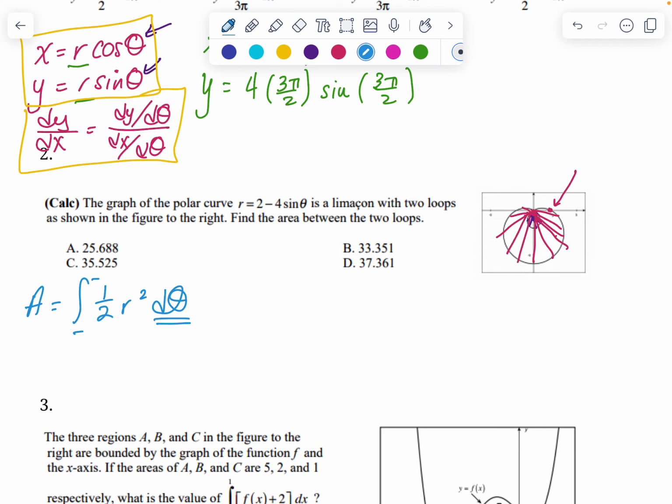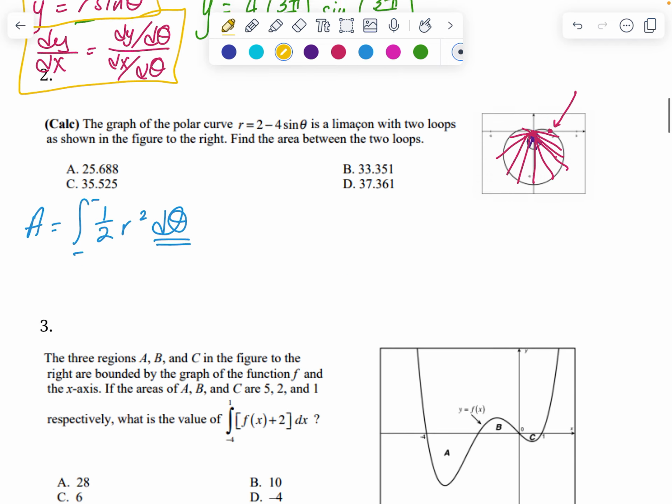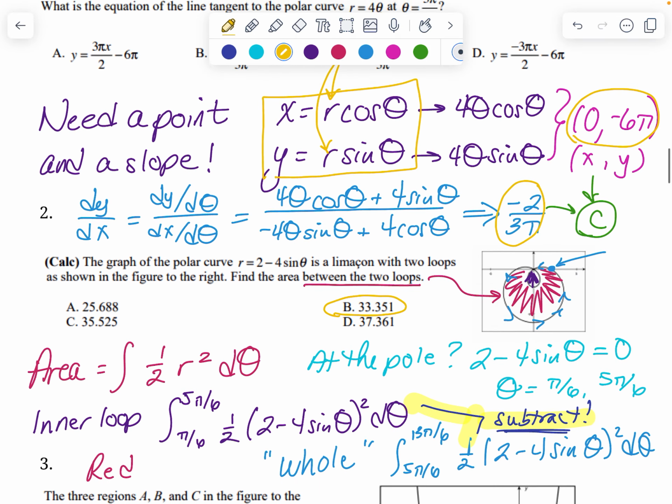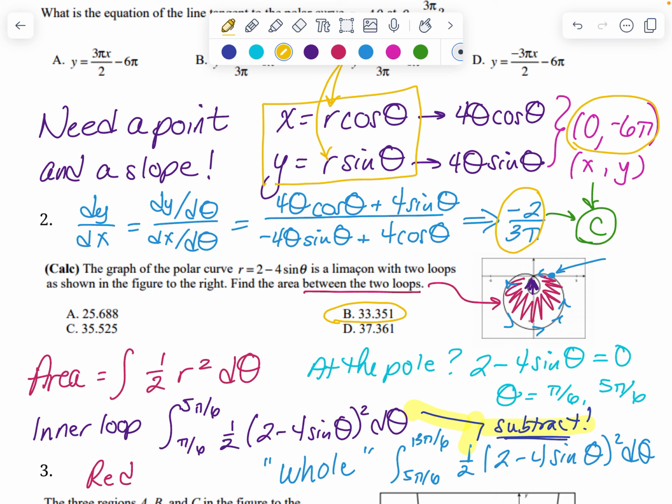So I would like to know when we are at the pole, okay? I'm now going to utilize my writing down here. So we are at the pole. We are at the pole when r equals 0. So if I set my equation equal to 0, I get these two angles. So those are the theta values that take me right to the point that I am just highlighting here as yellow, okay?